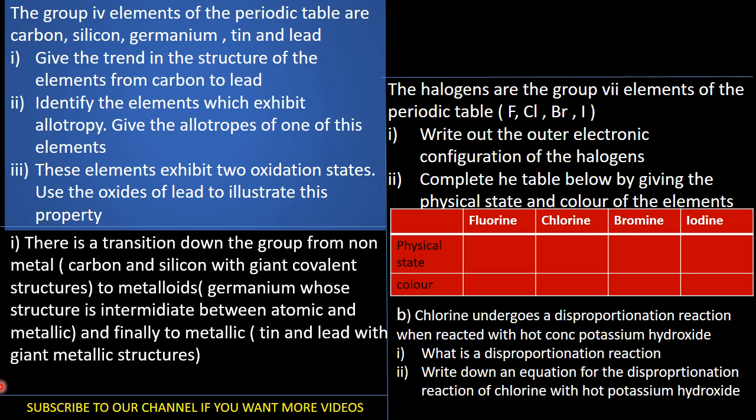So we should know that there is a clear transition down the group, guys. From non-metals, in bracket we have carbon and silicon, because carbon and silicon are non-metals and they have giant structures. To metalloids, we have germanium, whose structure is intermediate between atomic and metallic. And guys, we have finally, to metallic, in bracket we have tin and lead with giant structures.